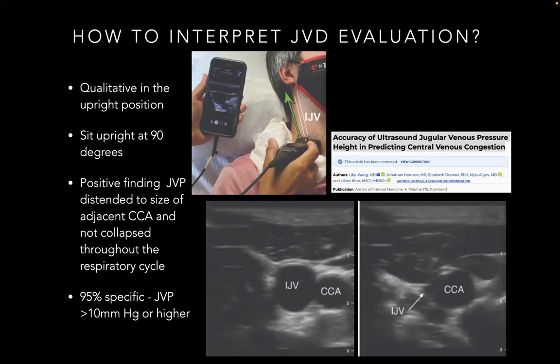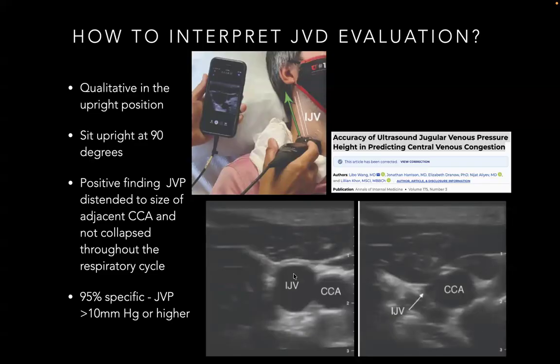And if the IJ does not collapse throughout the respiratory cycle, so as the patient breathes in and out, it doesn't collapse, but stays big, like your artery, right? This is actually 95% specific that the JVP or the JVD is more than 10 millimeters of mercury or higher. And it is based off of this study, okay?